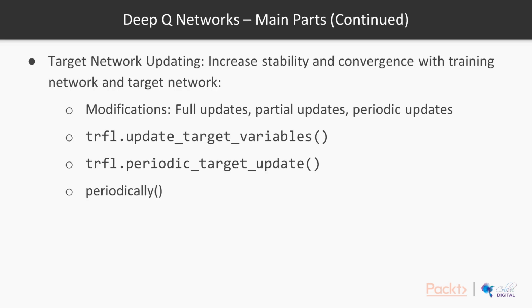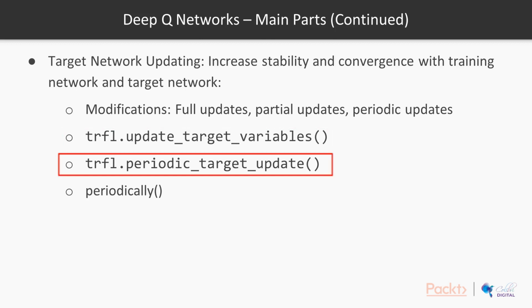The part of the DQN that we'll focus on in this video is target network updates. DQN has two neural networks, a training network and a target network. Remember how when we did the Q-learning update in the grid world example, we needed a next state Q value? In DQN, we use our target network to get the next state value. We update our training network with the next state target network value. Periodically, we replace the variables of the target network with the train network variables. Target networks generally increase the stability and convergence of algorithms. TRFL makes implementing target networks easy. TRFL also allows flexibility in the target network updates with the functions update target variables and periodic target update.